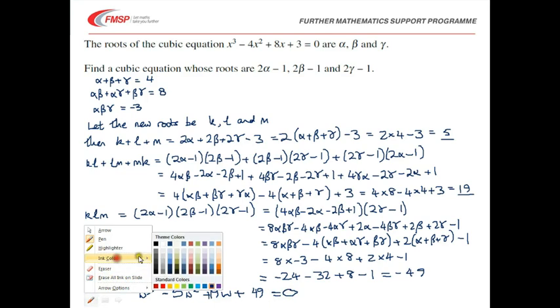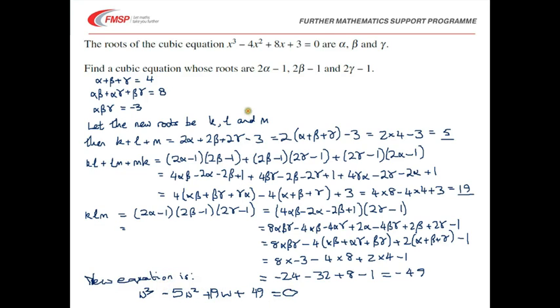Let's just look and see how the mark scheme works for this. There is a method mark and then an accuracy mark for those first 3 equations relating the original roots. There is a method mark for attempting at least 2 of these 3 statements. There are then accuracy marks for each of these values and a final accuracy mark for putting them into the equation correctly at the end.